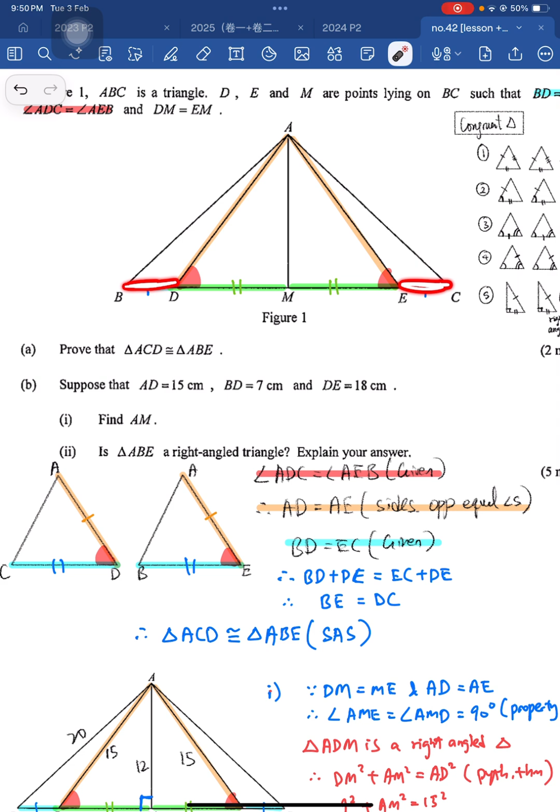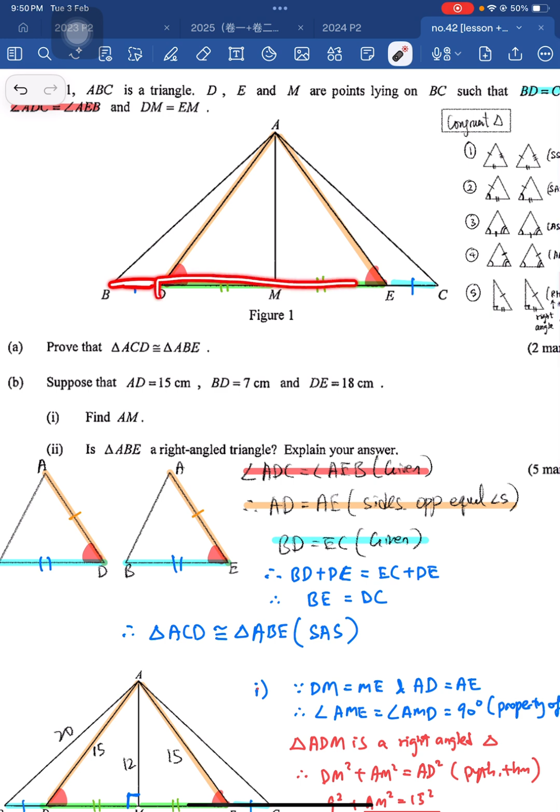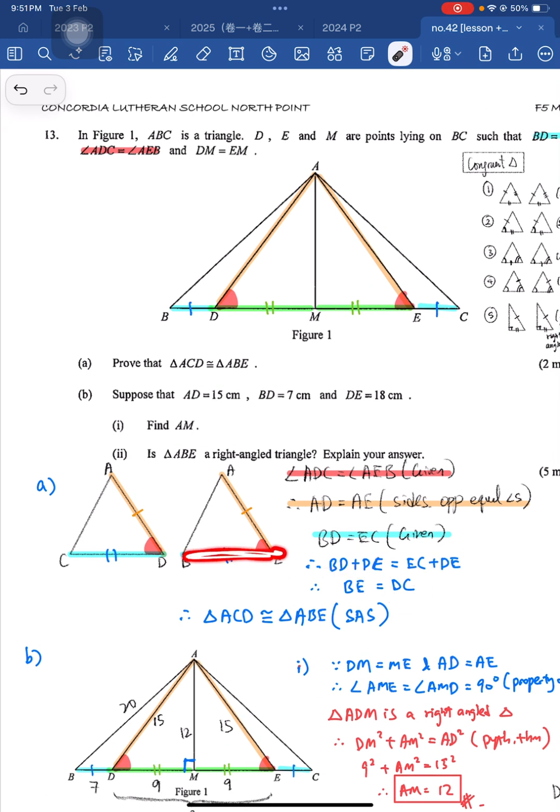But this criterion is not in the triangle that we want, isn't it? But if we use BD plus this side DE, it's actually the same as using side EC plus the same length DE. Originally we have BD equal to EC. If we add DE to both BD and EC, then we can get BE equal to DC, where BE is here and DC is here. So these 2 lengths are actually the same.